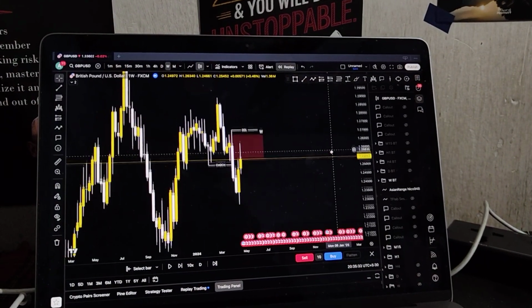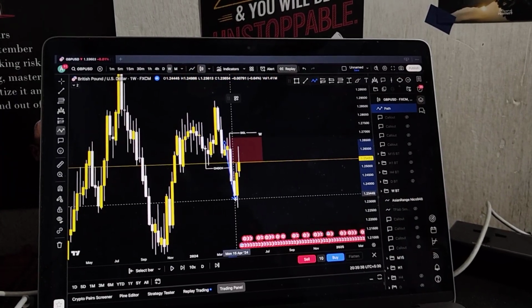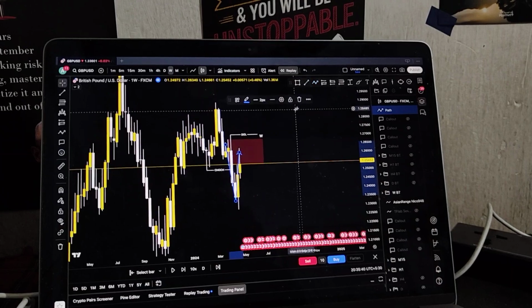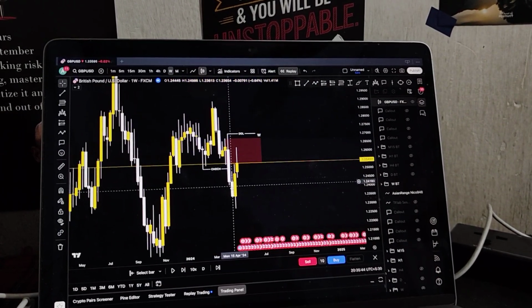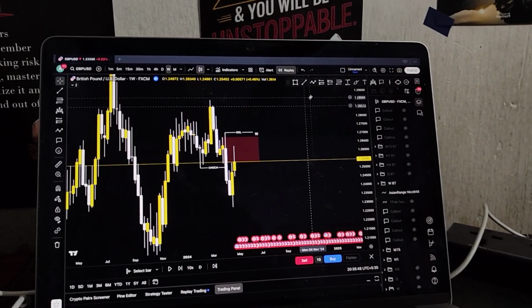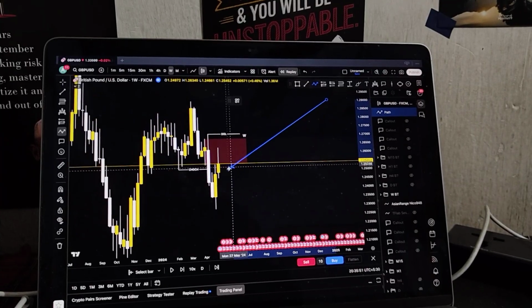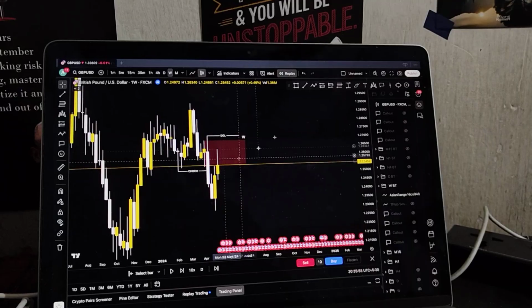Starting from the weekly, clearly we can see the price is in a weekly supply zone right here. This supply zone is valid due to this change of character that happened from here and from here, something like this. I've explained it in my previous videos, so you can watch that. On the weekly, all I do is watch for zones, targets, and bias.